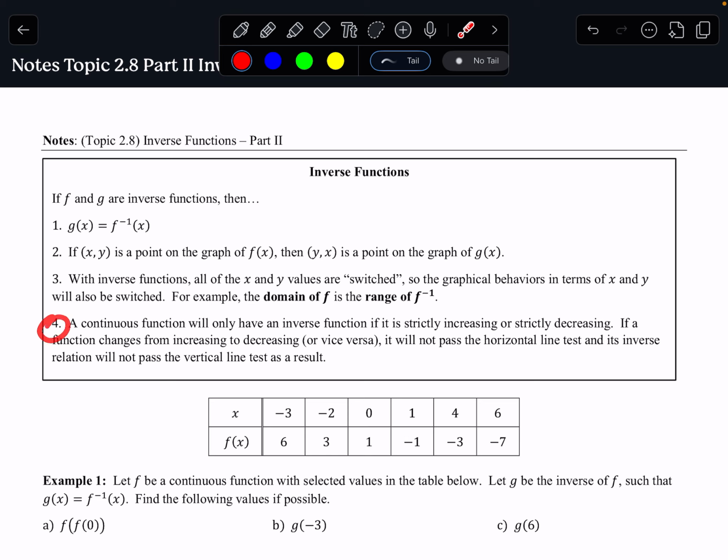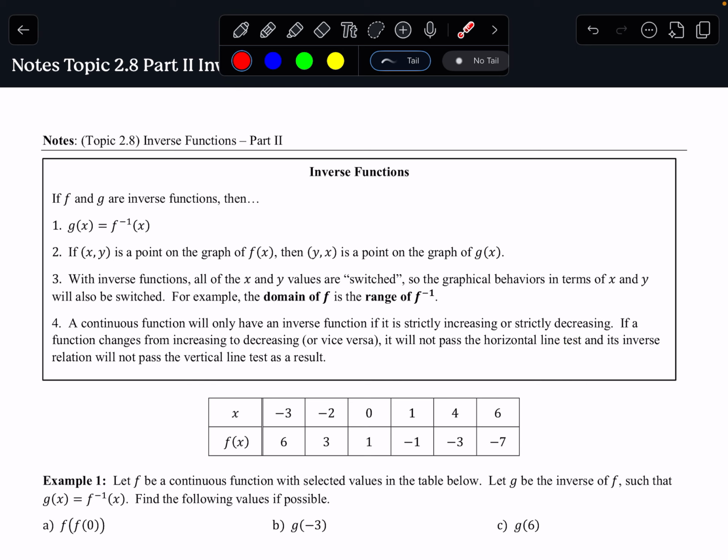And number 4, a continuous function will only have an inverse function if it is strictly increasing or strictly decreasing. If a function changes from increasing to decreasing, it will not have a function as its inverse. That's what the rest of it's saying. Let me show you what that means real quick.